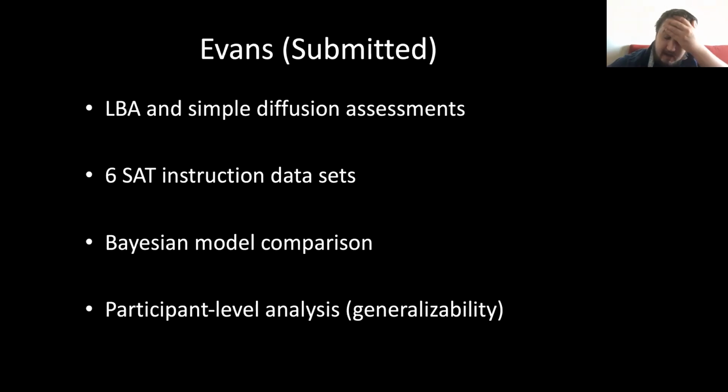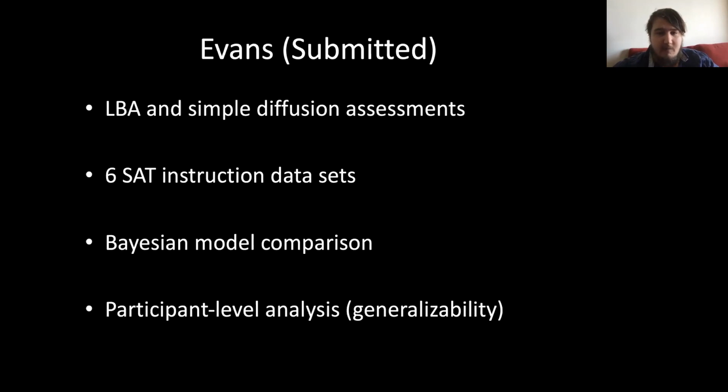And so in this paper, I don't know how to go back, so there's no going back. But in this Think Fast paper, I looked at the simple and full diffusion model. I used 6 data sets with SAT instructions. These SAT instructions are supposed to manipulate the speed accuracy trade-off.